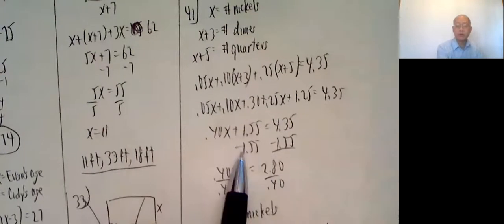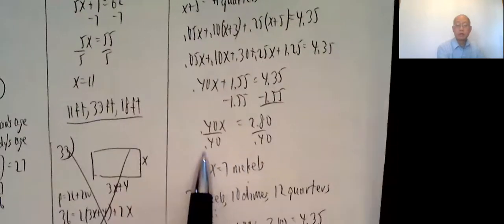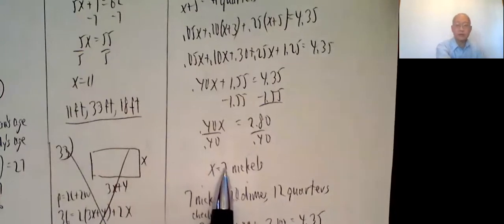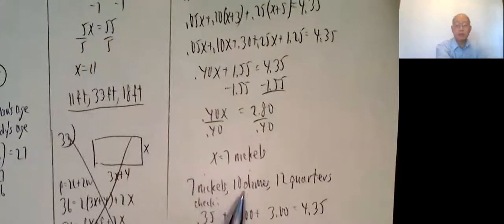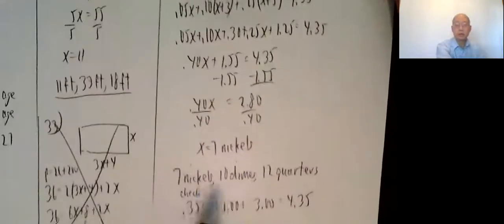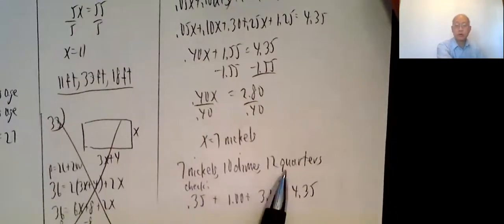Subtract 1.55 on both sides. 0.40x equals 2.80. Divide by 0.40, x equals 7 nickels. So we have 7 nickels. We have 3 more dimes, so that's 10 dimes. And we have 5 more quarters than nickels, so 7 plus 5 is 12. So we have 7 nickels, 10 dimes, 12 quarters.